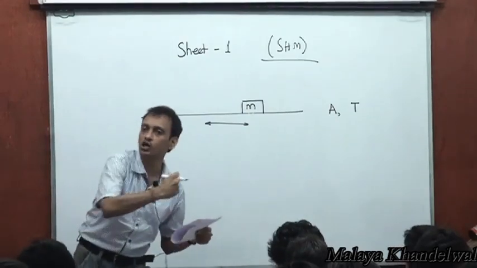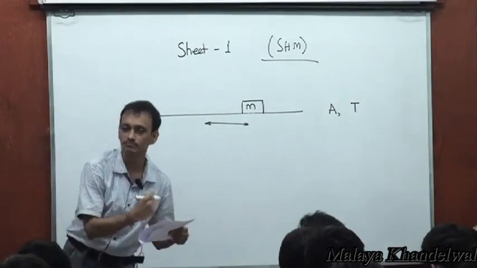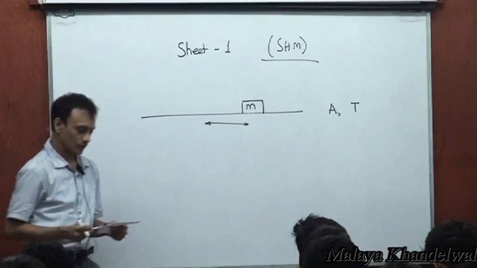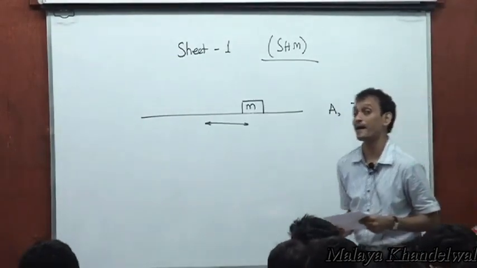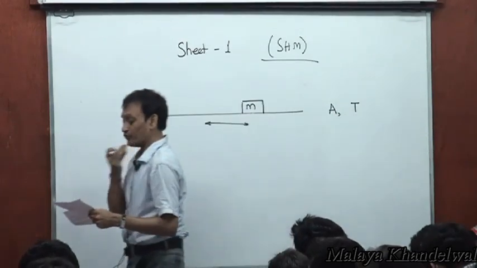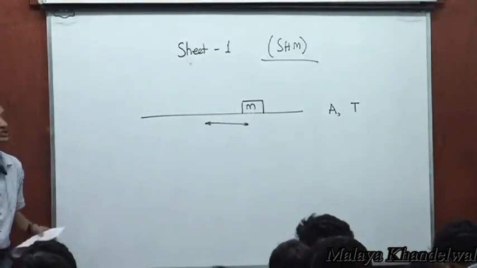This is a body, let's say, of mass m placed on the disk. So this body will also execute SHM, right? And it is about to slip on it. We need to find the coefficient of friction.